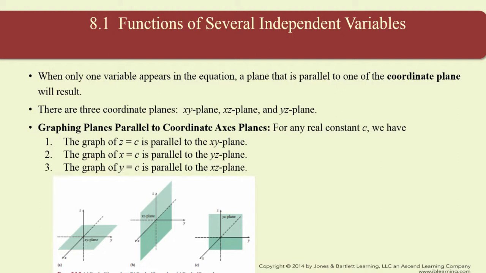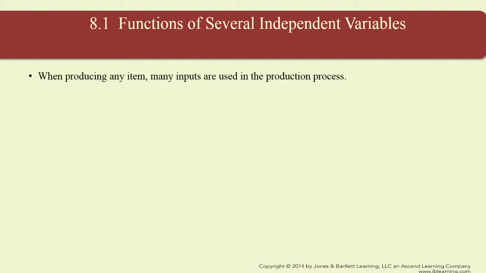So if I ask you to consider the graph of z equals 4, it's going to be a plane that is parallel to the floor, but it's just going to be 4 units up. I can't draw a plane here, but it's going to be parallel to the floor. Hopefully that makes sense. So moving on.